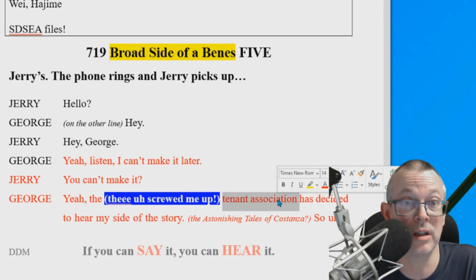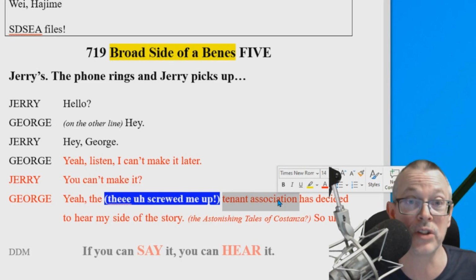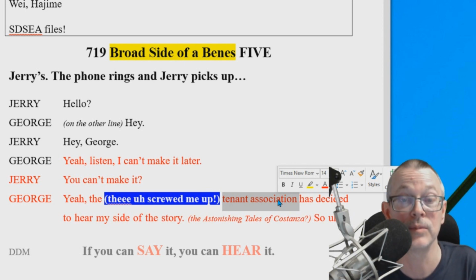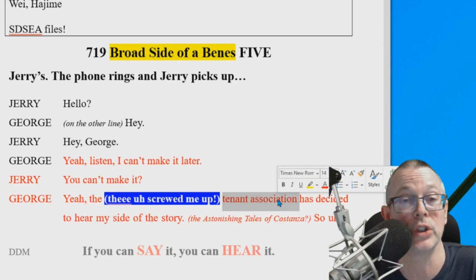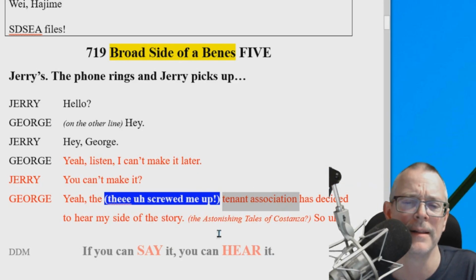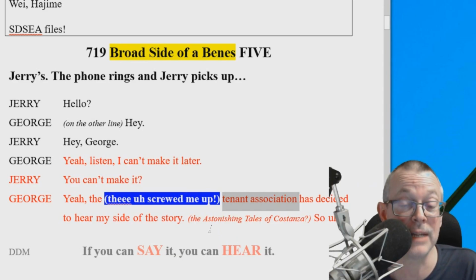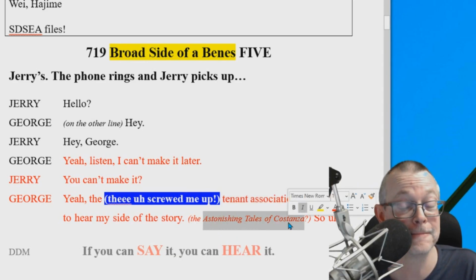But George is arguing with them. Hey, I have a terrible, tragic, sad story too. So you should give the apartment to me. My terrible story is worse than the old man's. So the tenant association has decided to hear. They're going to listen to George's side of the story. They're going to listen to George's tragedy. What tragedy did George have? We talked about it in the last Seinfeld, The Astonishing Tales of Costanza.